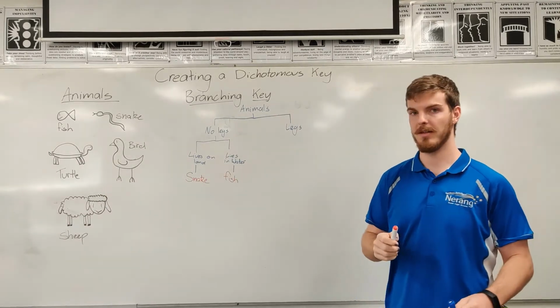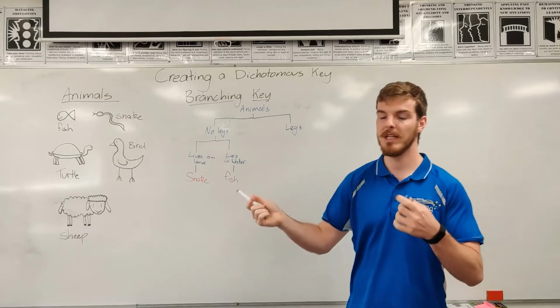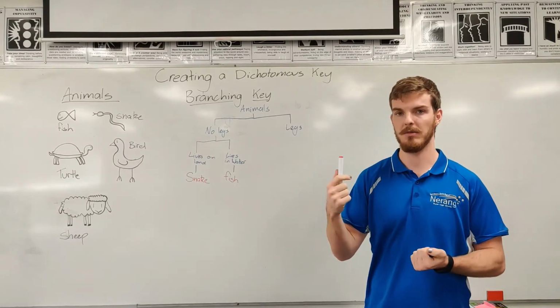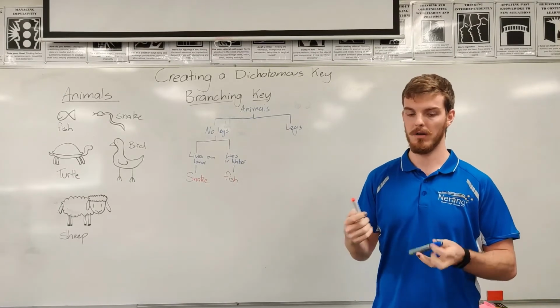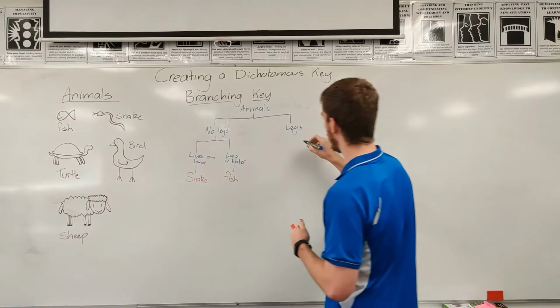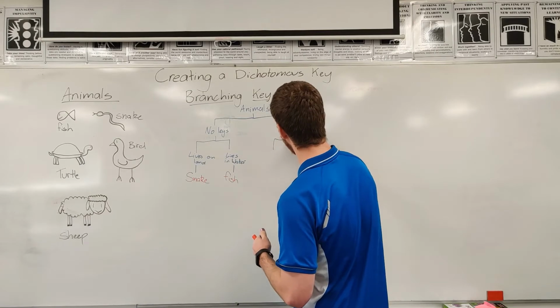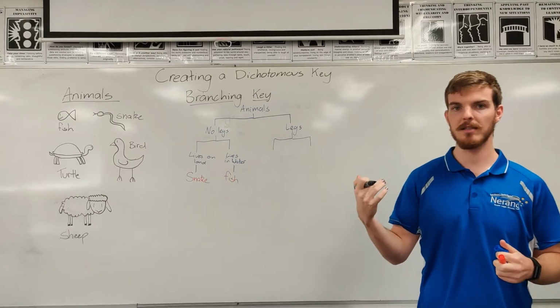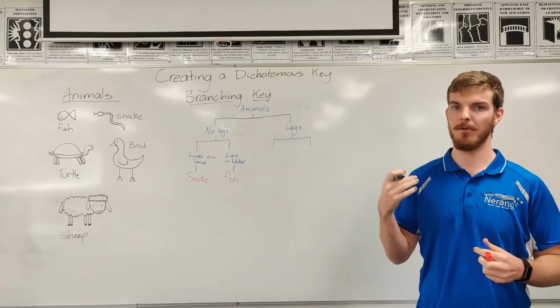Let's focus on this side of the key. So we distinguished between legs and no legs. Then we had a look at something else about the animals with legs. We looked at the number of legs. So we have a branch again. So down, out, and down. So one of them is going to have 2 legs, and one of them is going to have 4 legs.